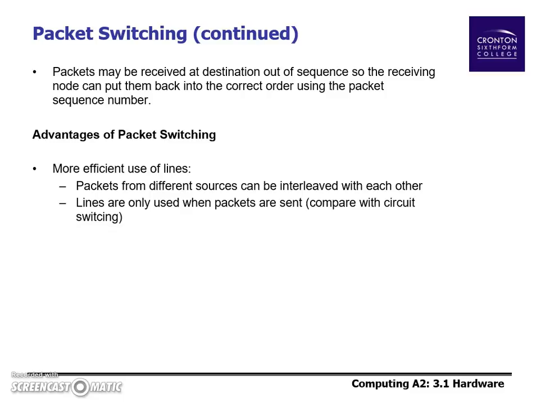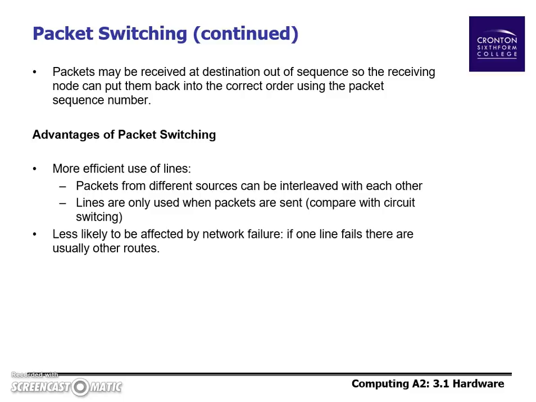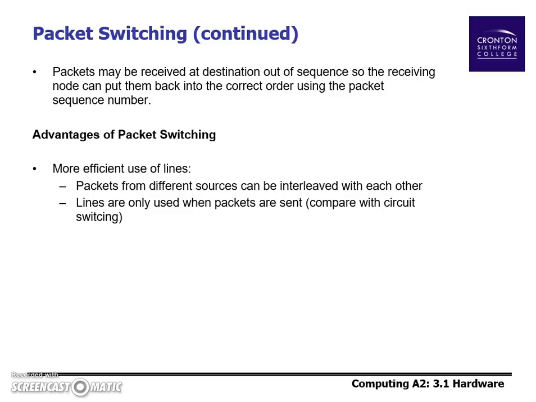There are advantages of packet switching. It's a more efficient use of lines. Packets from different sources can be interleaved with each other. Lines are only used when packets are being sent, whereas compared with circuit switching, the lines always need to be open. They're less likely to be affected by network failure.